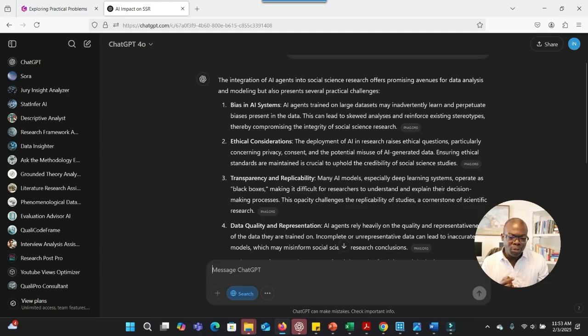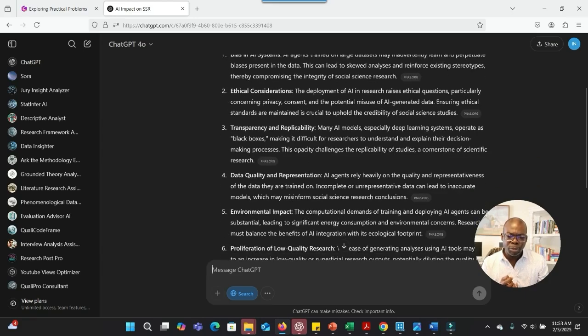The ethical consideration, right? You are deploying AI to do a specific research. There's an ethical concern that we have to think about. Issues related to privacy, consent, and also potential misuse of AI-generated data, right? And I think that we have to be really careful about this as social science researchers.